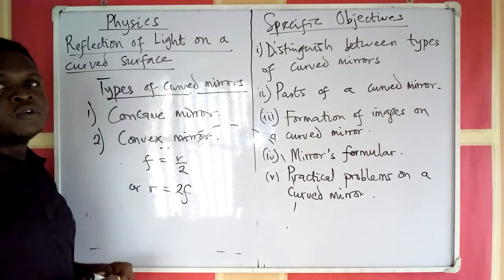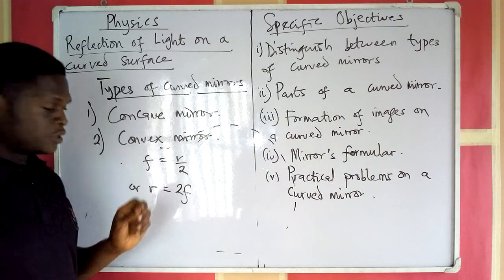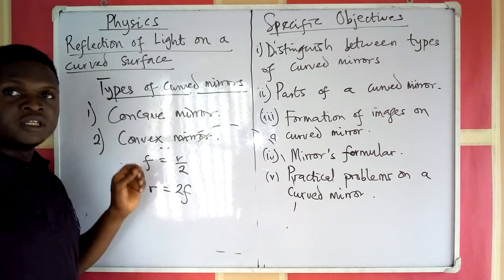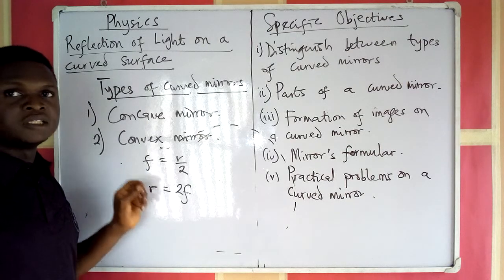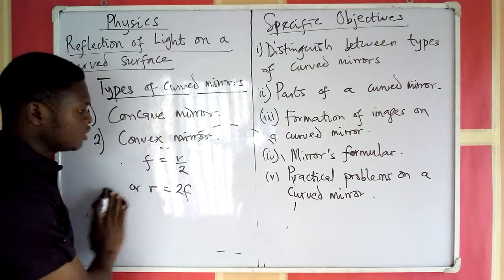So meaning if you know the radius of curvature of a mirror, I mean curved mirrors, you can find the what? The focal length. But if you also know the focal length, you can also find the what? The radius of curvature. I hope you understand that. Alright, so let's move ahead.